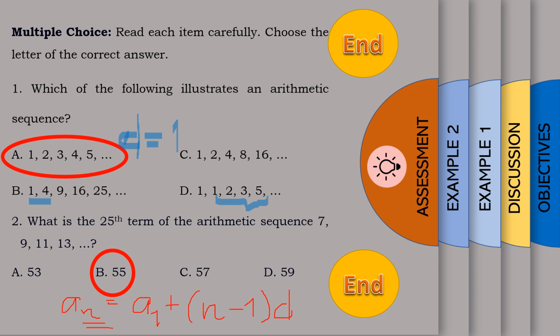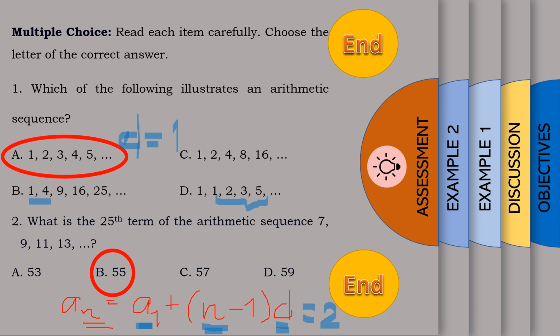Tapos, ang first term mo ay 7, a sub 1 mo. So your n is 25 minus 1, so 24 na yon. And then ang common difference mo dito is 2. Nag-add ka ng 2 to get the next term. So 7 plus 2 is 9, 9 plus 2 is 11, 11 plus 2 is 13. So you just substitute the values, perform the indicated operations, and then you will come up with 55.